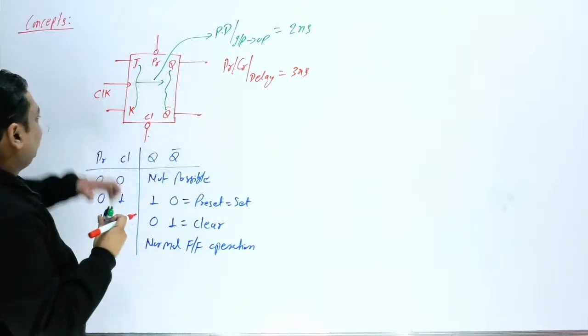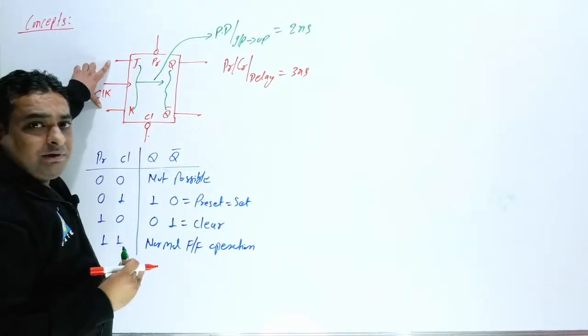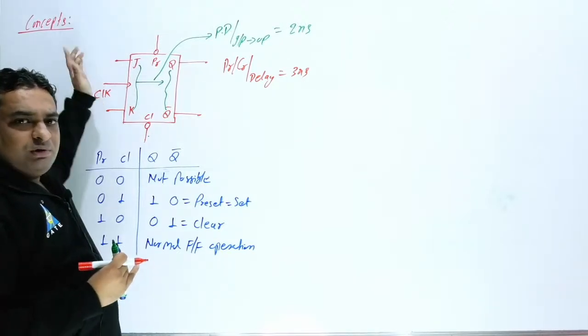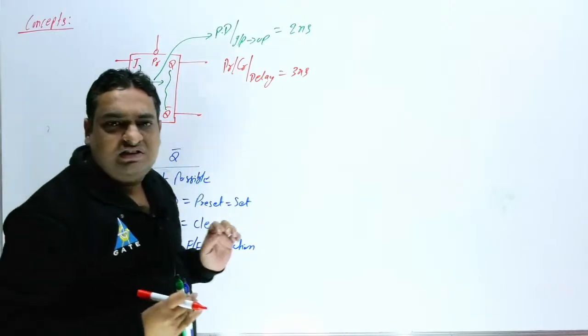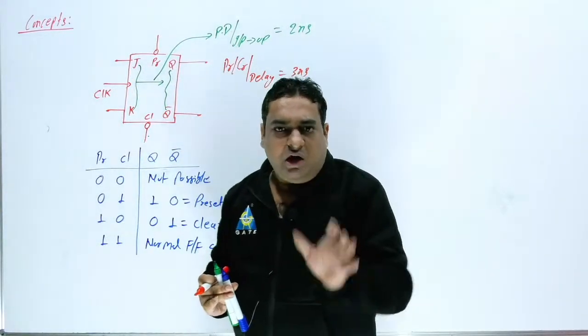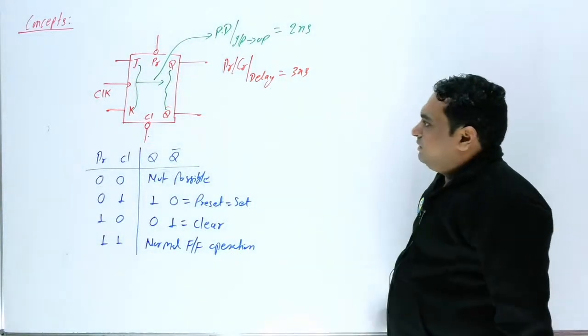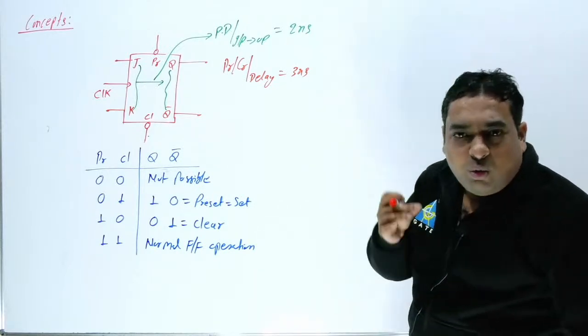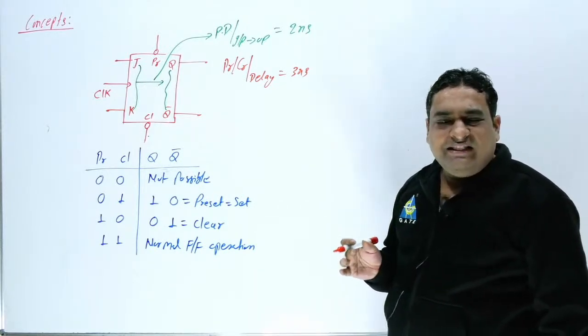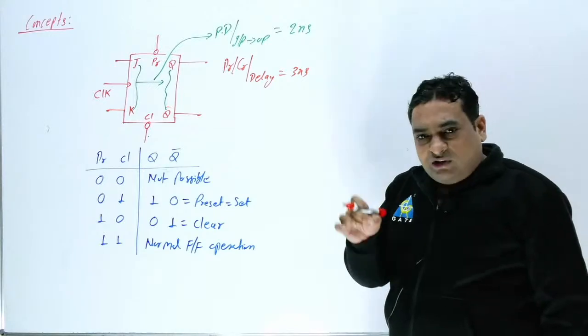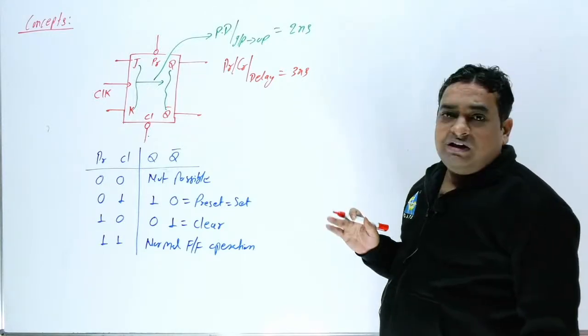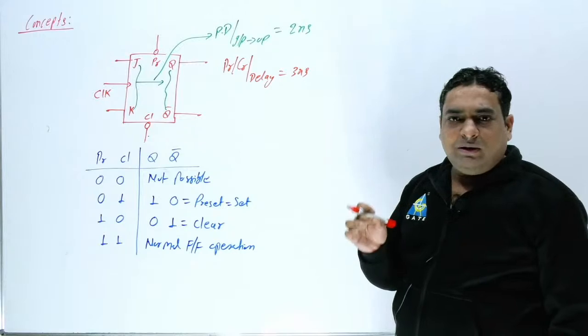Now, if I apply an input here, after 2 nanosecond, according to this input, we will get the output. Now, I am going to provide you one question, and you have to tell me what will be the output of this flip flop.